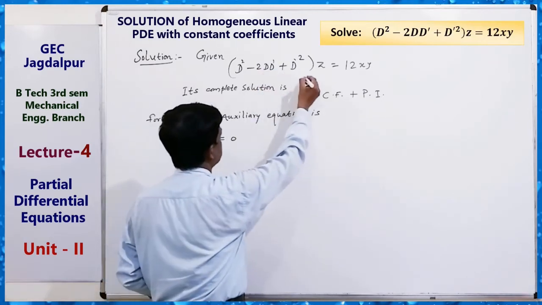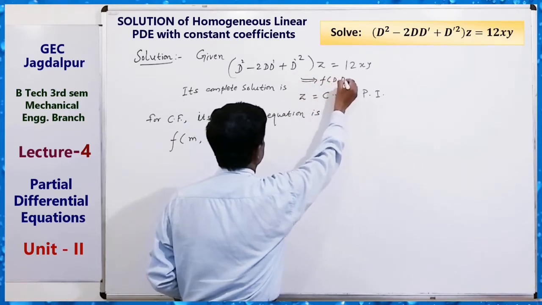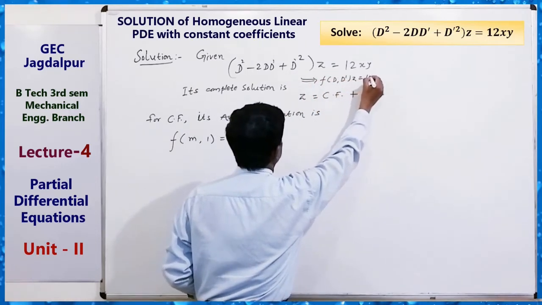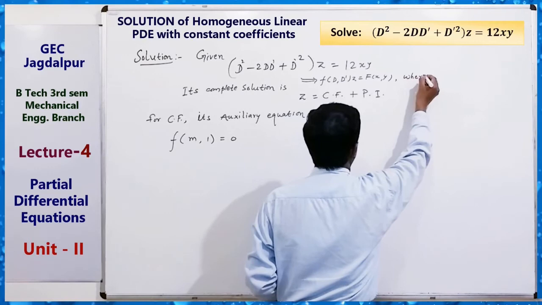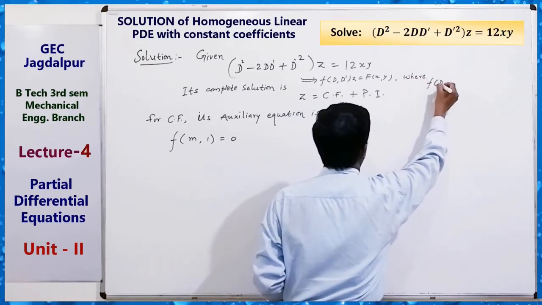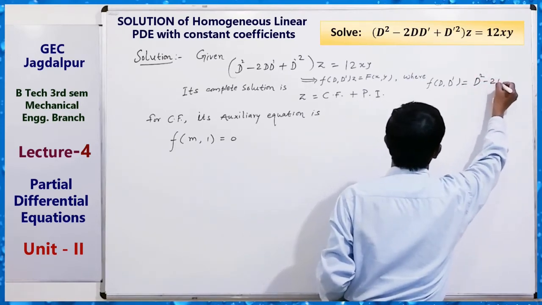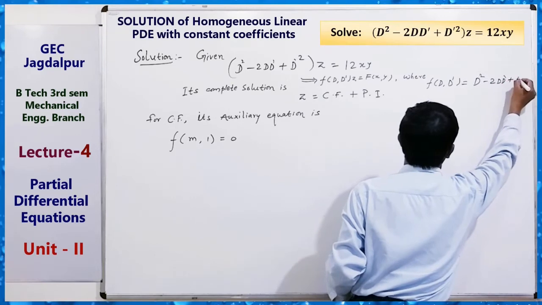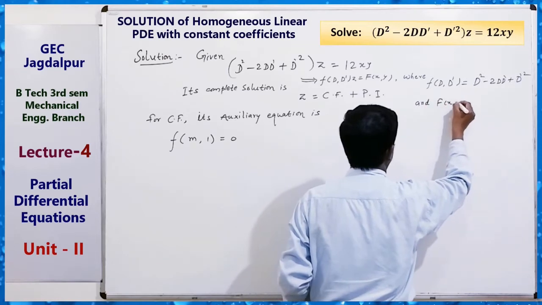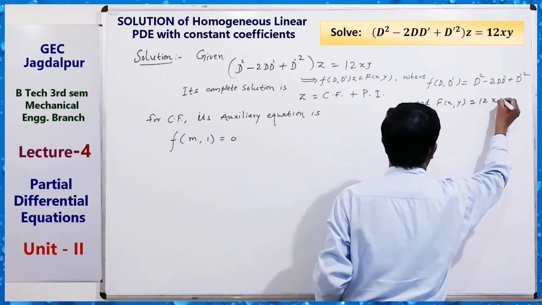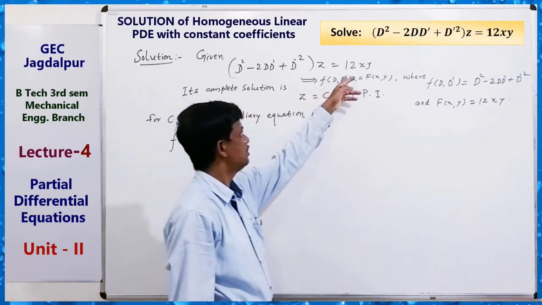One time you have to write like this, its equation f(D, D')z = f(x, y), where f(D, D') = D² - 2DD' + D'² and f(x, y) = 12xy. Just first of all you have to write like this. This is our differential equation.